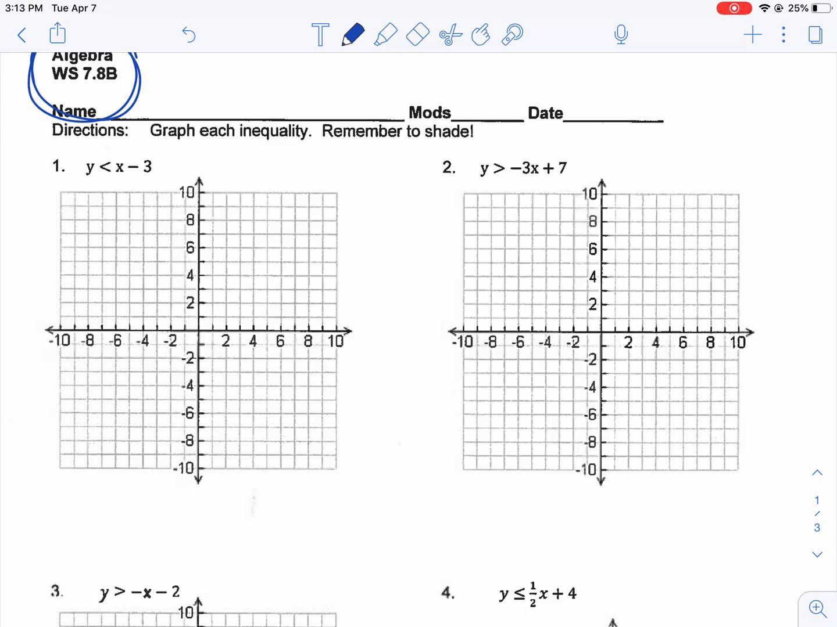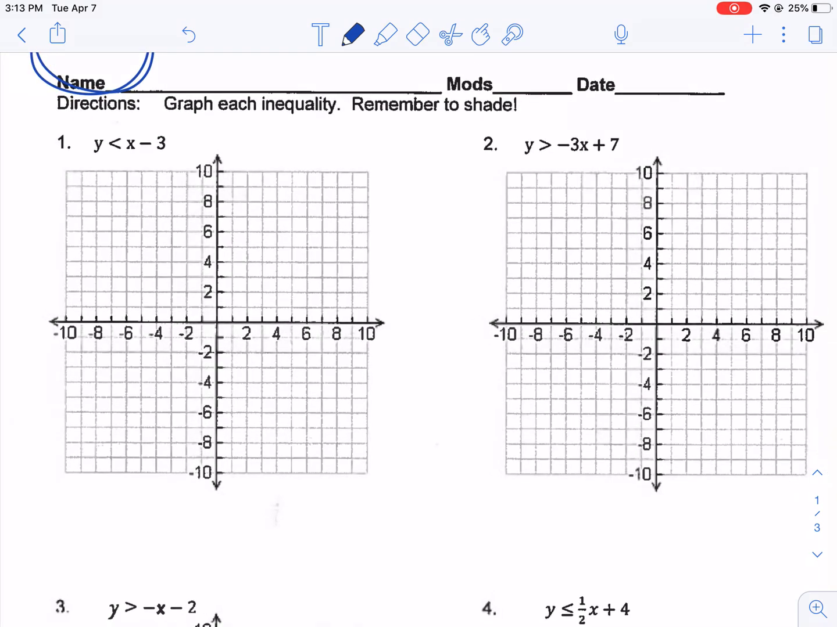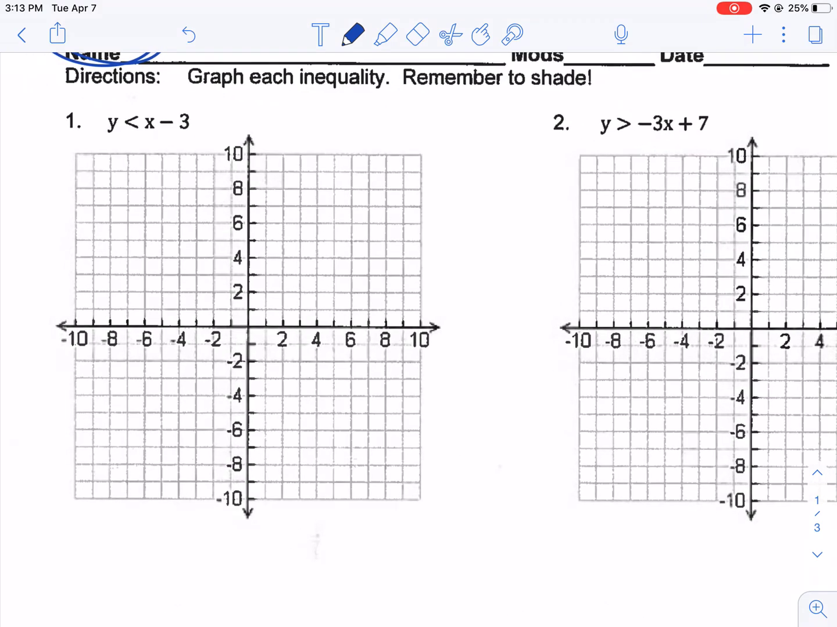To start off, we want to make sure that our inequalities are in slope-intercept form, which the first couple are. So let's go ahead and graph them as if they were the line. We have y is less than x minus 3. Let's start by graphing our y-intercept, -3. The coefficient on x is our slope, and that's 1.